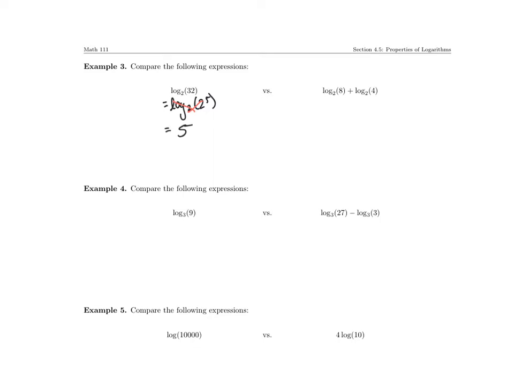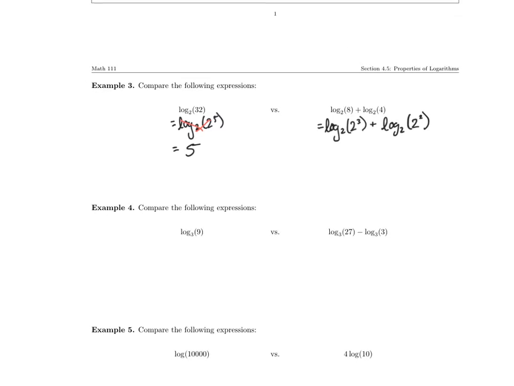If I take a look at log base 2 of 8, I know that's log base 2 of 2 to the power of 3 plus log base 2, and 4 can be written as 2 squared. If I cancel things out here, I am going to be left with 3 plus 2, or 5. Okay, so we do get the same answer.